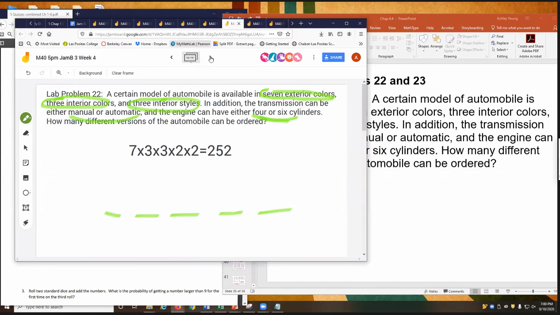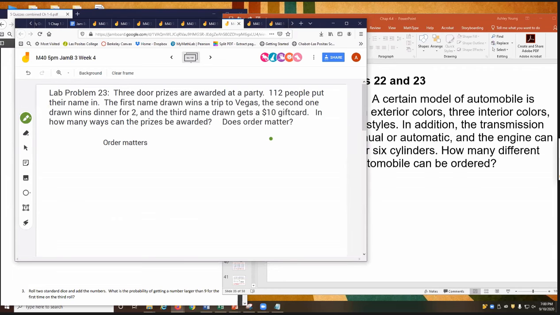Great. The next question is, 3 door prizes are awarded at a party. First person gets a trip to Vegas. Next one, dinner for 2. Third one gets a $10 gift card. Does order matter, you guys? Does it matter whether you get a trip to Vegas or whether you get a $10 gift card? Yes. Totally matters. So order does matter.